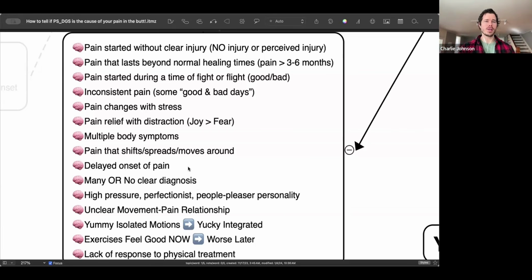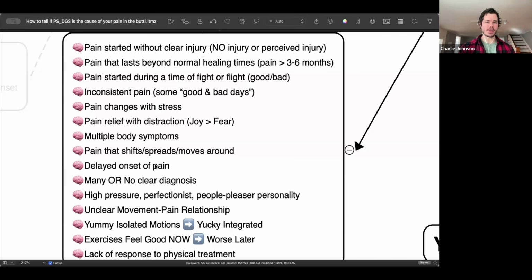Have you been given many or no clear diagnostic labels? So I see this all the time. People come in with 10 different diagnoses because they've seen 10 different specialists. Why do they get so many labels? If you're getting so many different labels, it's because nobody can agree about what's happening, because nobody actually knows what's happening. All right, until you watch this video.